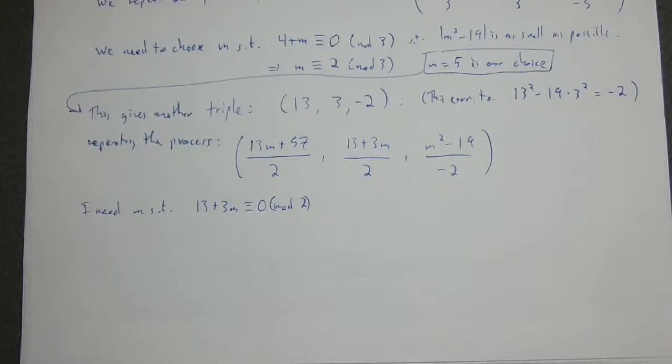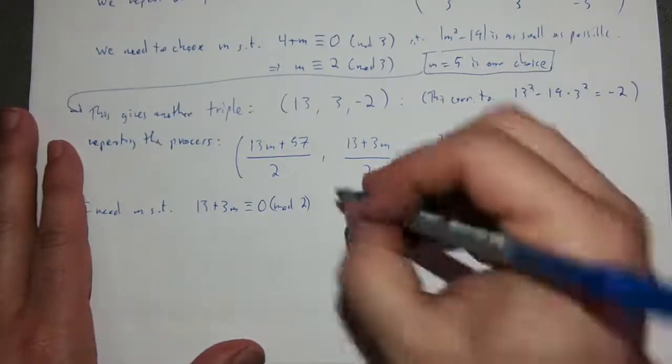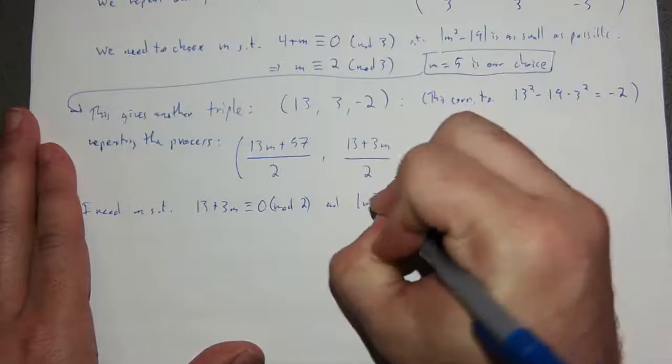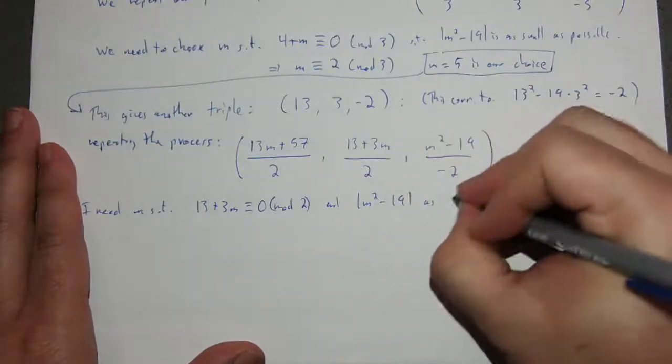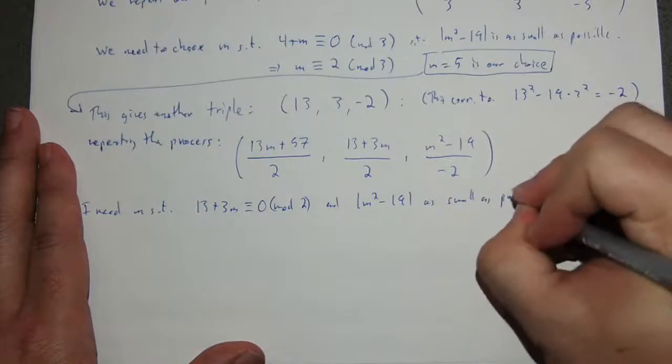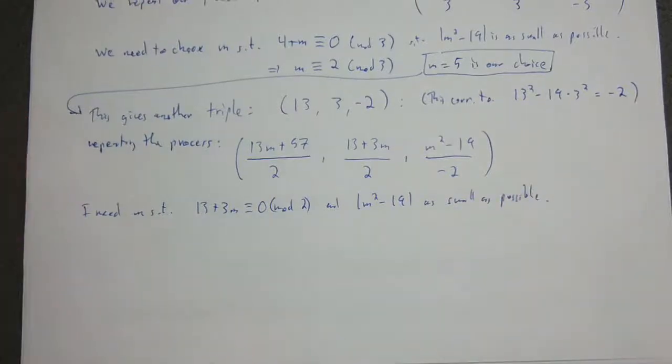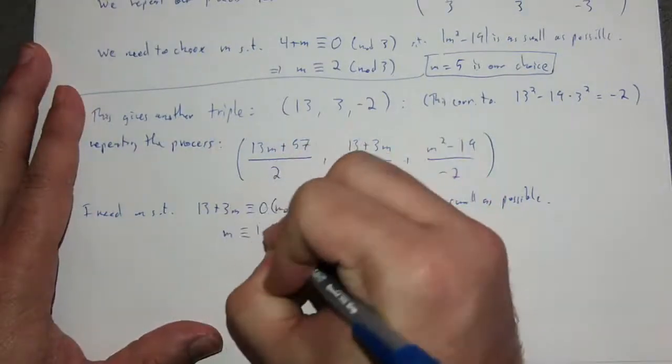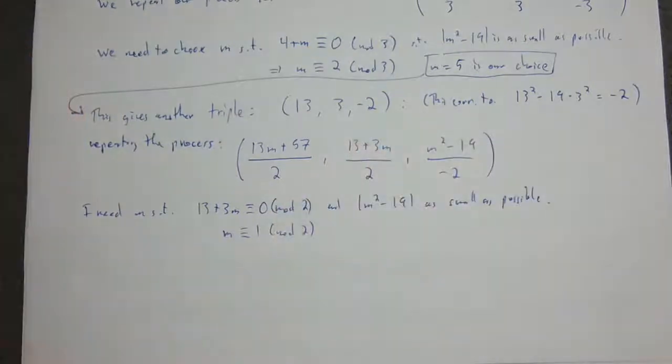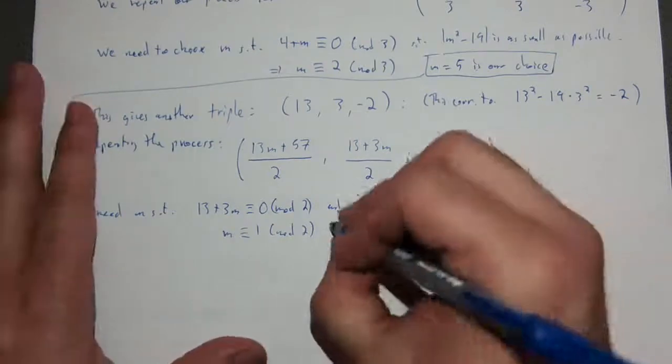And I need the absolute value of m squared minus 19 as small as possible. Okay. So 13 plus 3m is congruent to 0 mod 2. What does that mean? That means m is congruent to 1 mod 2. Right. So I need an odd m for which m squared minus 19 is as small as possible. Again, m equals 5 is our choice.